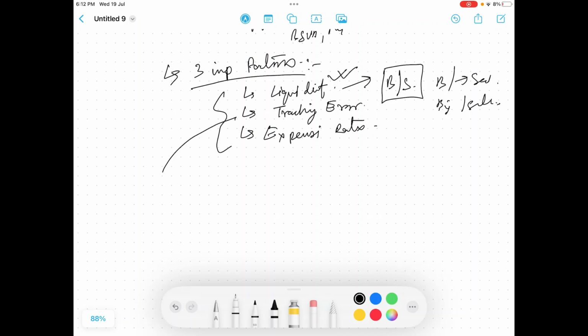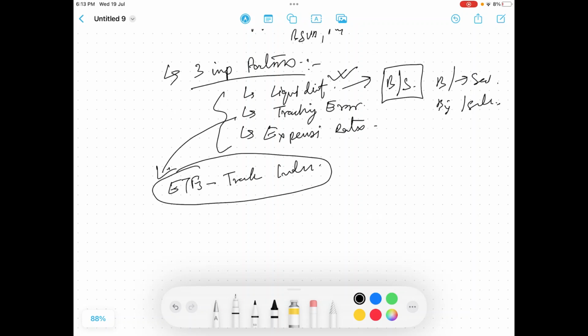Okay, now coming to tracking error. As I mentioned, all these ETFs tend to track a particular index, right? Now this is the most important function of an ETF. So the tracking error should be less. It means that, suppose Bank Nifty moves 1% in a day, so this ETF also moves by 1%, or at least nearby to 1%, right? So the less the tracking error, the better is the ETF.